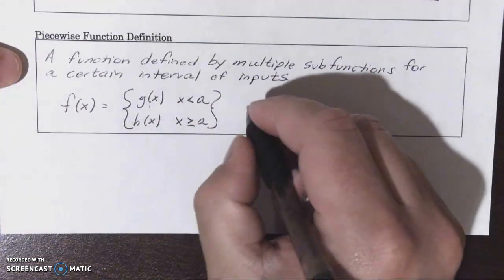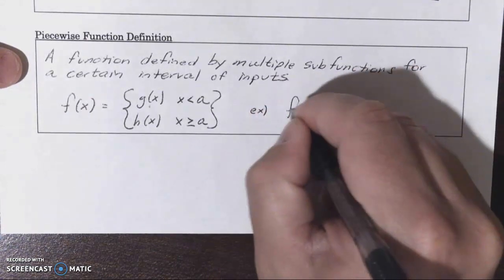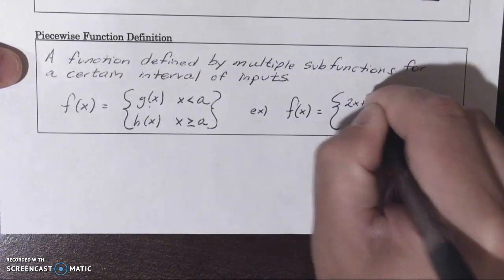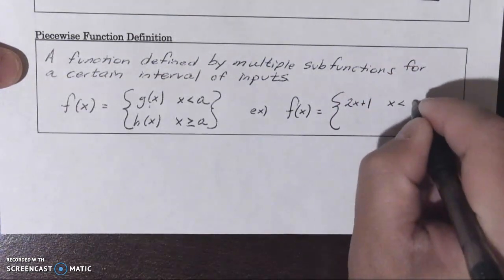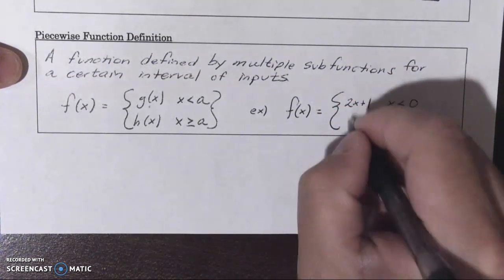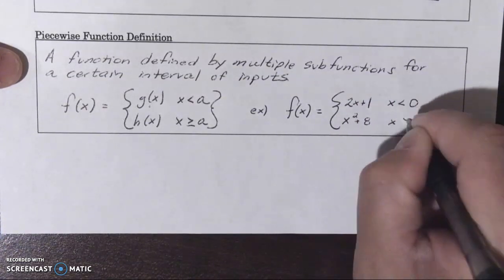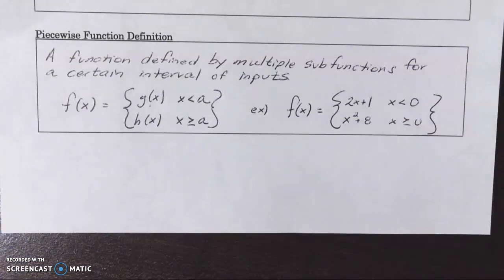Okay? More specifically, for example, we could have f of x equals 2x plus 1 when x is less than 0, or we could have f of x equaling x squared plus 8 when x is greater than or equal to 0. That would be a specific example of a piecewise function.